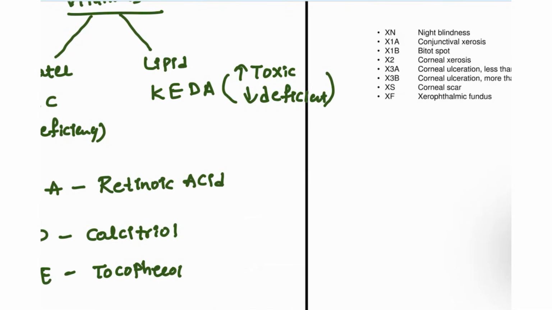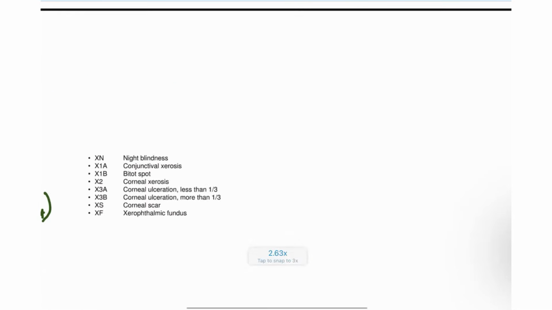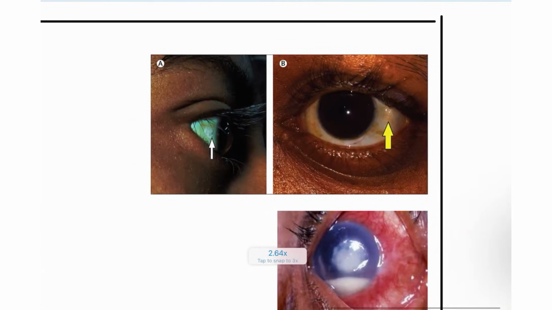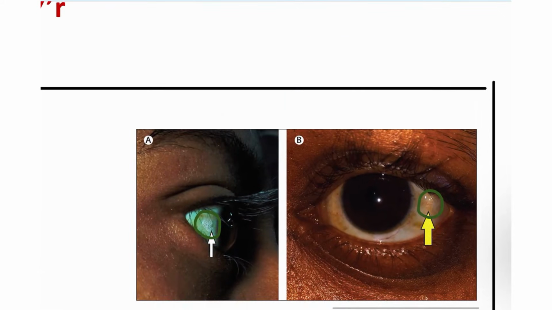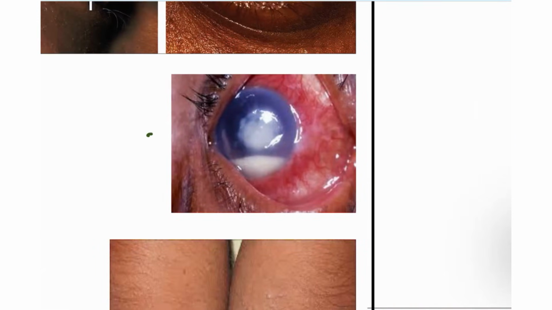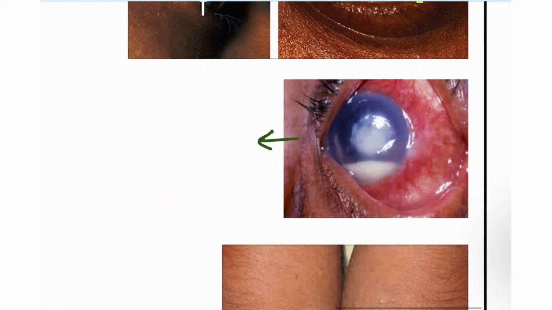Next, moving on to the deficiencies. First one, from this picture, a directly image based question can be asked. On this picture, what is the first thing that you will be getting? What is this spot, the arrow mark that is showing here? These are known as Bitot spots. And what is this one, guys? This is a corneal ulcer, an irreversible corneal ulcer, also known as keratomalacia.